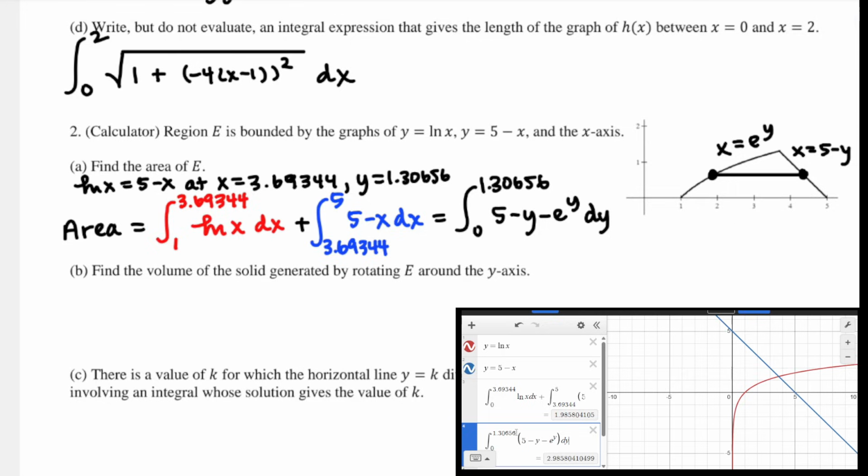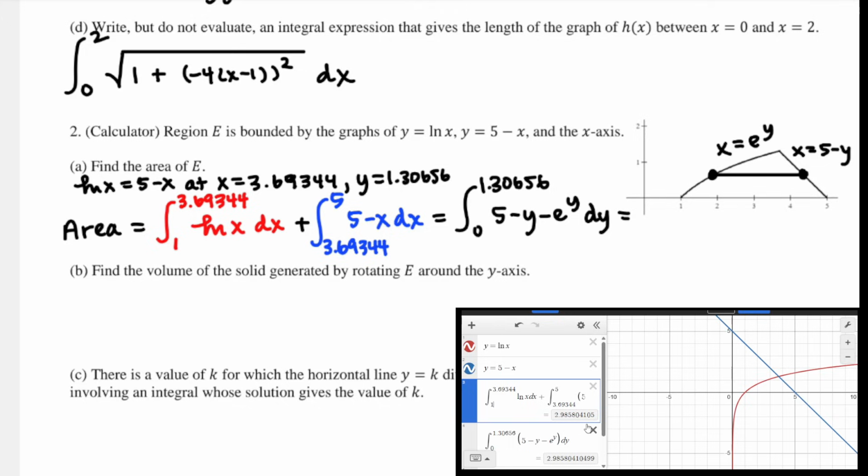Uh-oh, what has happened here? I see what happens. I didn't type that in right here. That should have been a 1. And then I'm going to get that 2.985804105 number. There we go. That's more like it. Okay. I guess it's a good thing I did it both ways.